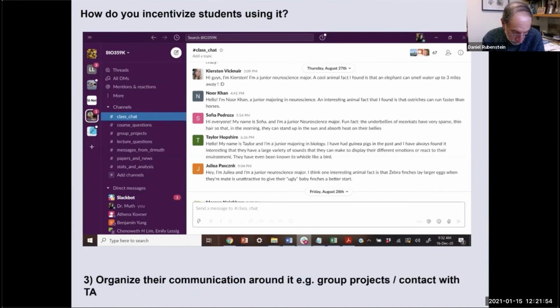We also very much structure the course around it. For example, when they're working on their group projects, we had 12 groups, I think, consisting of 5 students per group. They each had their own channel where they could chat to each other about their ongoing project. But the TA could also step in and help them, for example, with their analysis or whatever questions they had, all via Slack.